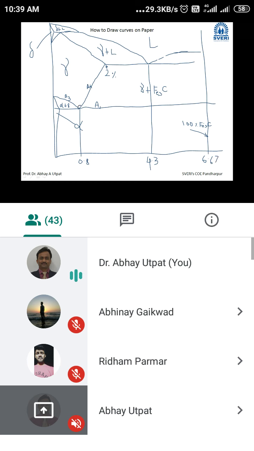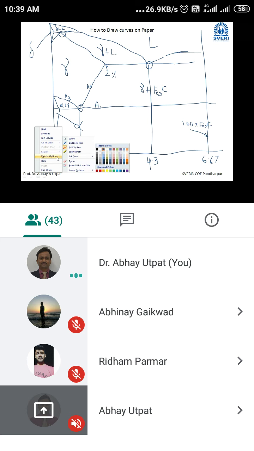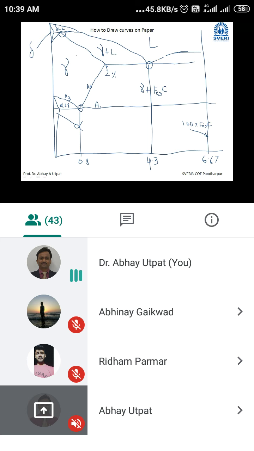This is your eutectoid reaction. This is your eutectic reaction. This is the peritectic reaction. So if you take an example, I will use a different color. Take any one example for cooling. Draw the straight line. I have drawn the straight line.